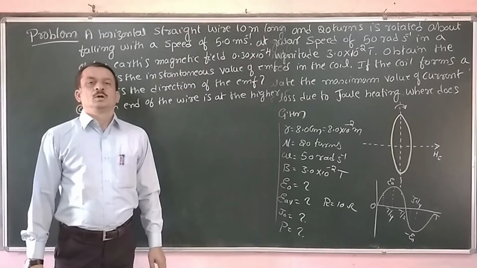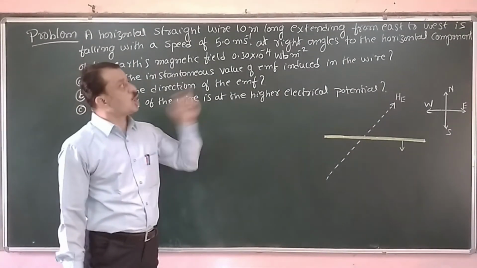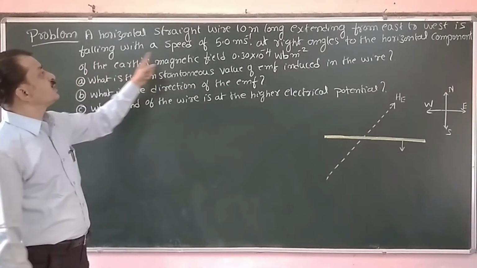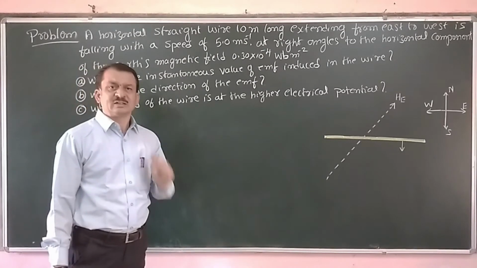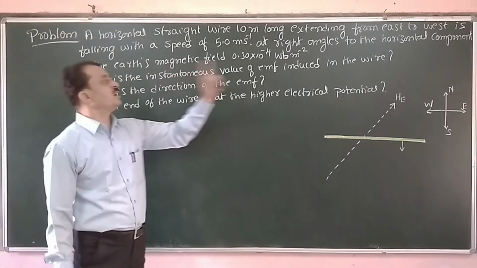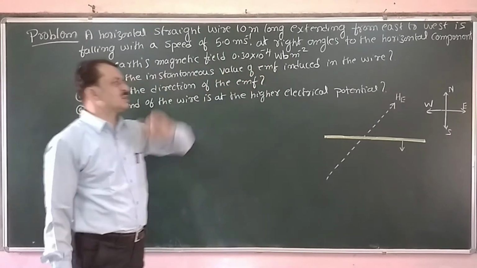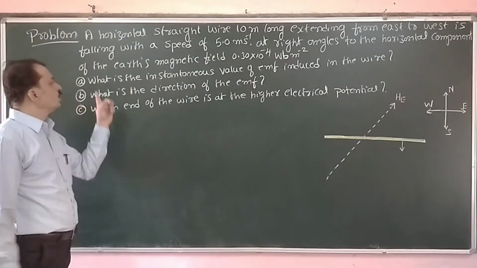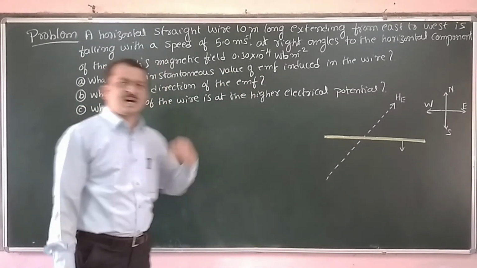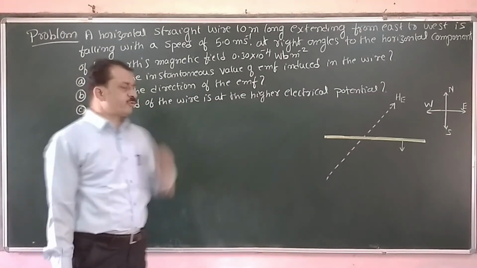Clear? Next problem. A horizontal straight wire 10 meter long extending from east to west is falling with a speed of 5 meter per second at right angles to the horizontal component of the Earth's magnetic field, 0.30 into 10 to the power minus 4 Tesla or Weber per meter square. We have to work out what is the instantaneous value of EMF induced in the wire, the motional EMF. What is the direction of the EMF?